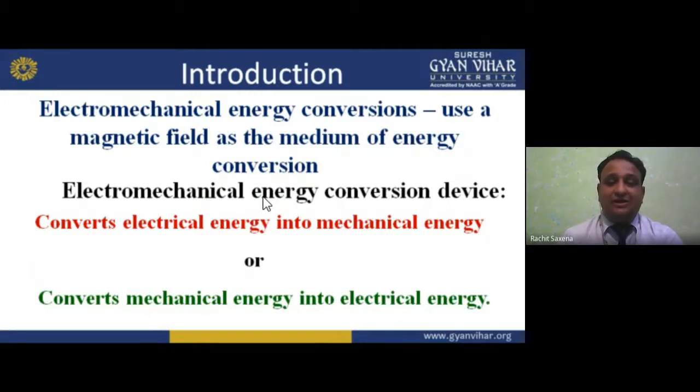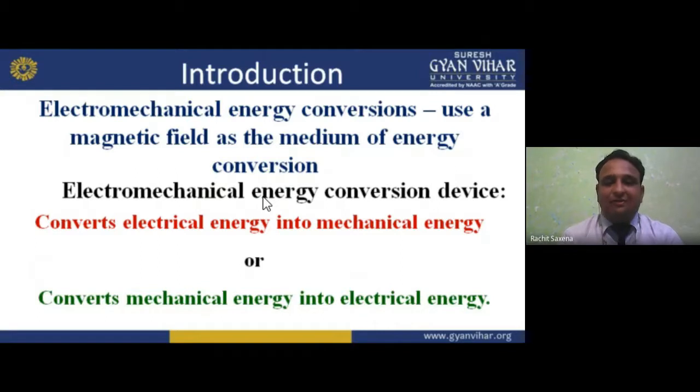Now, electromechanical energy conversion devices means motor and generator. A motor converts electrical power into mechanical power, so the input is electrical but the output is mechanical. For the generator, the input is mechanical and the output is electrical. So we can say the motor output will be the generator input and the generator output will be the motor input.